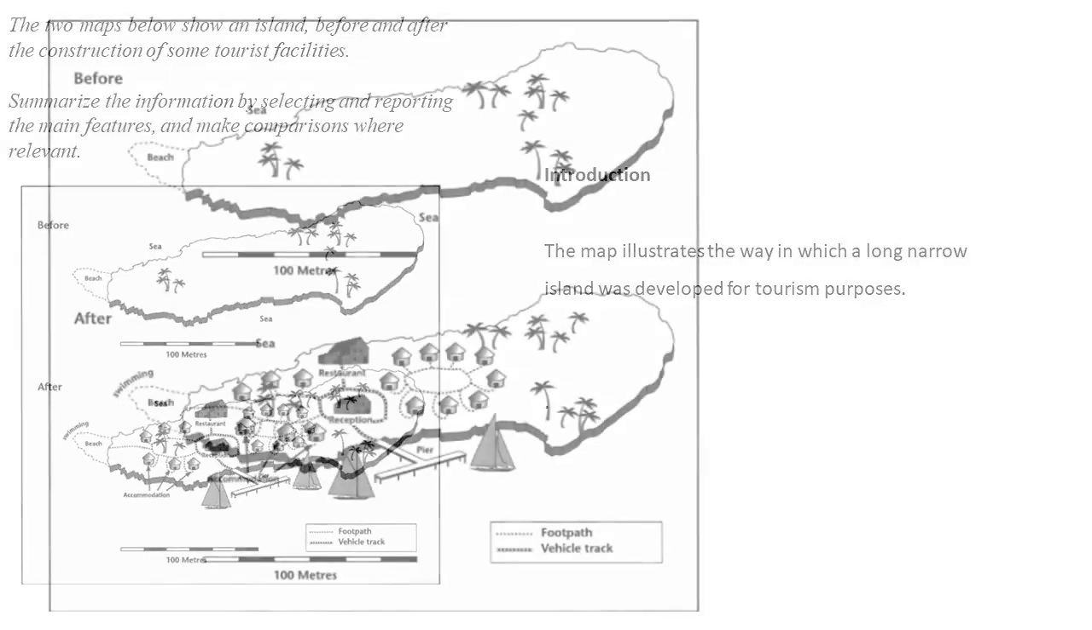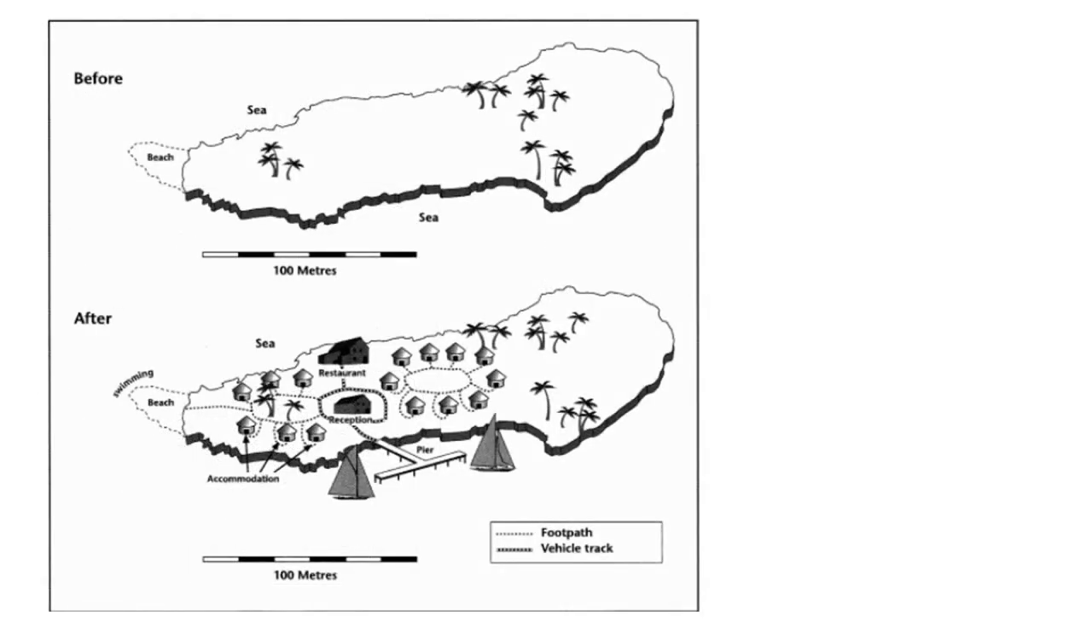Now the overview of a map, this is a bit tricky. So you've got to decide what is the main feature, what are the main changes that you see. That's all it is. So the difficult part is finding out what the main changes are. Have a look at this one for a minute and decide what you think the main changes are in this map.